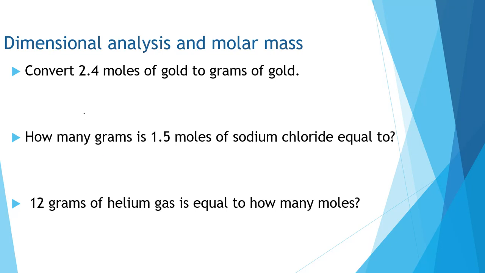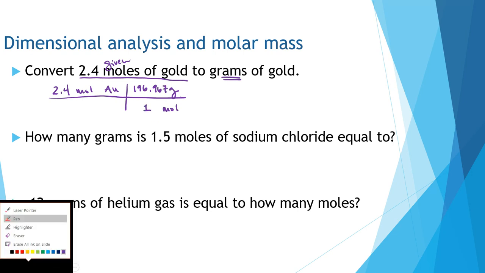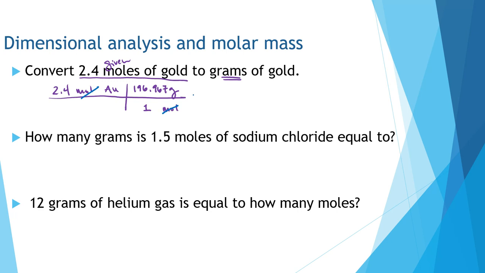All right, hopefully you have some answers on a piece of paper. Let's go ahead and do these problems together. So this is our given, 2.4 moles of gold. Gold is Au on the periodic table. Since I have moles here in the given, I'm going to put moles on the bottom to get moles to cancel out. Convert my moles to grams, since that's what the question is asking us to find. Looking at the periodic table, I see that the mass of gold is 196.967 grams per 1 mole. My moles on top and my moles on bottom cancel out.